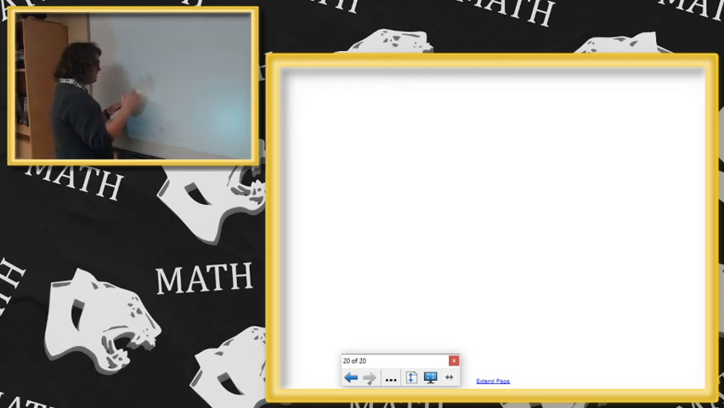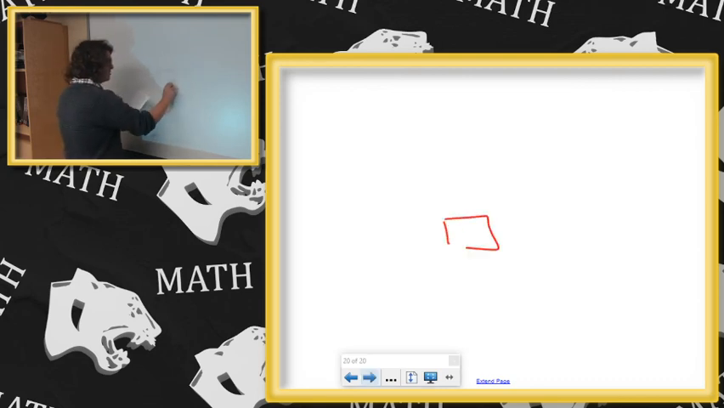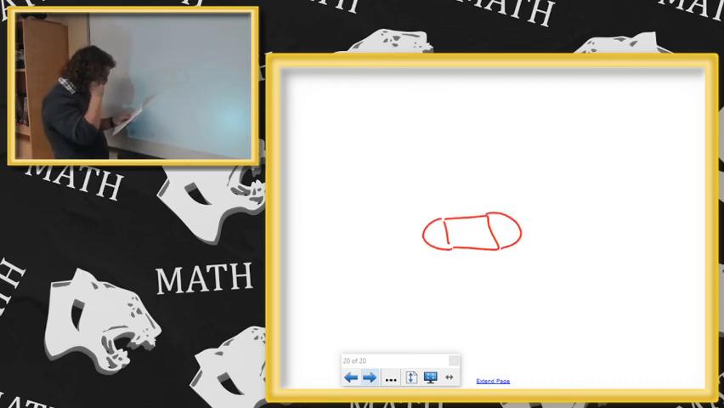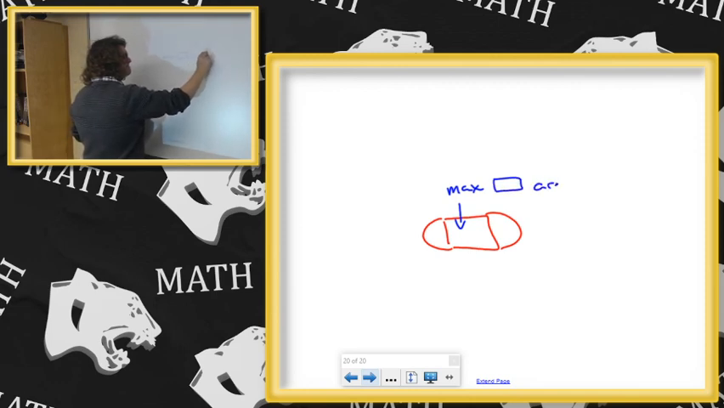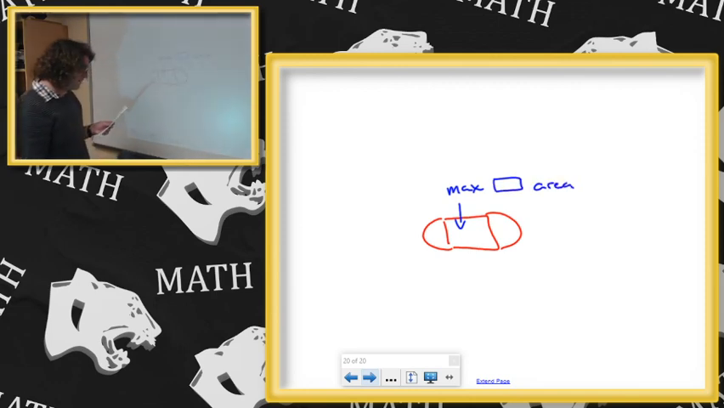So 13, the space within a racetrack of length 2 kilometers is to consist of a rectangle with a semicircular area at each end. To what dimension should the track be built to maximize the area of the rectangle? Maximum rectangle area. Justify why there is a maximum.